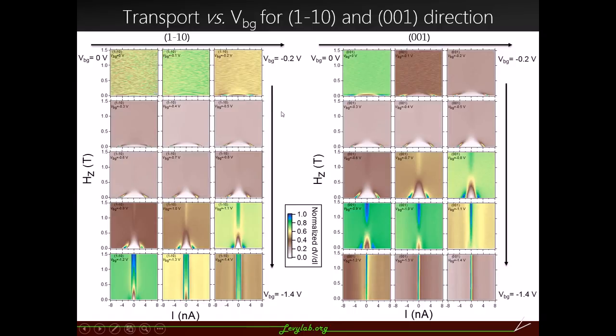So basically, in both directions, as we decrease the backgate voltage, the superconductivity first gets stronger, and after a certain backgate voltage, the superconductivity gets weaker and finally disappears for both directions, leaving a high resistance state around zero bias. Although the trend is similar in both directions, the exact backgate voltage where the superconductivity is the strongest is different for the two directions.